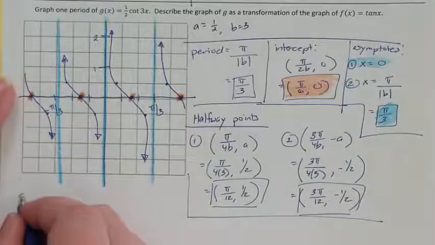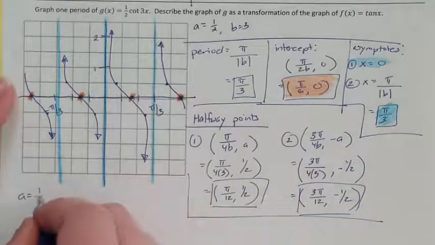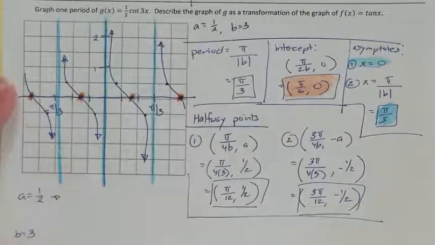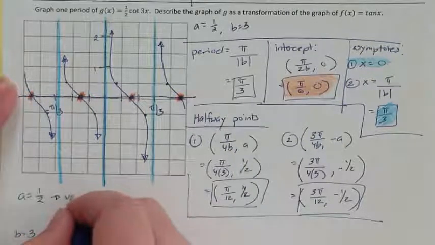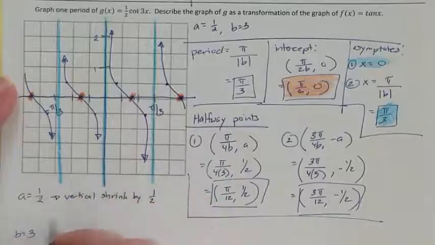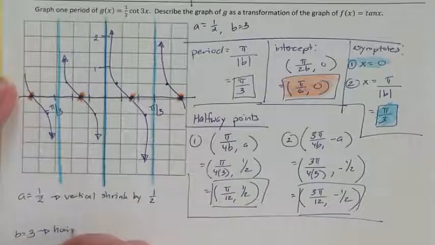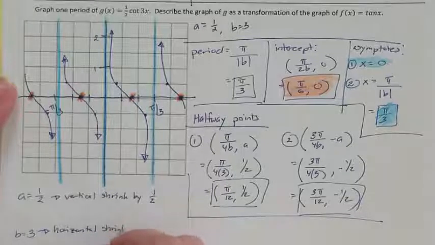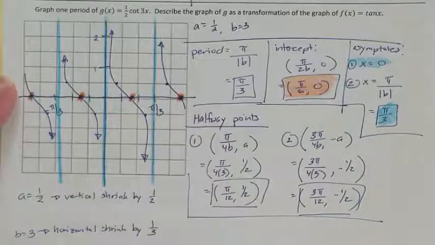Now let's go ahead and look at A, which is 1/2, and B, which is 3. A always does our vertical, so this is a vertical shrink because it is smaller than 1. B always does our horizontal, and you're supposed to take the reciprocal of this. So that's actually 1/3, which meant we are shrinking again. So this is a shrink by 1/3.